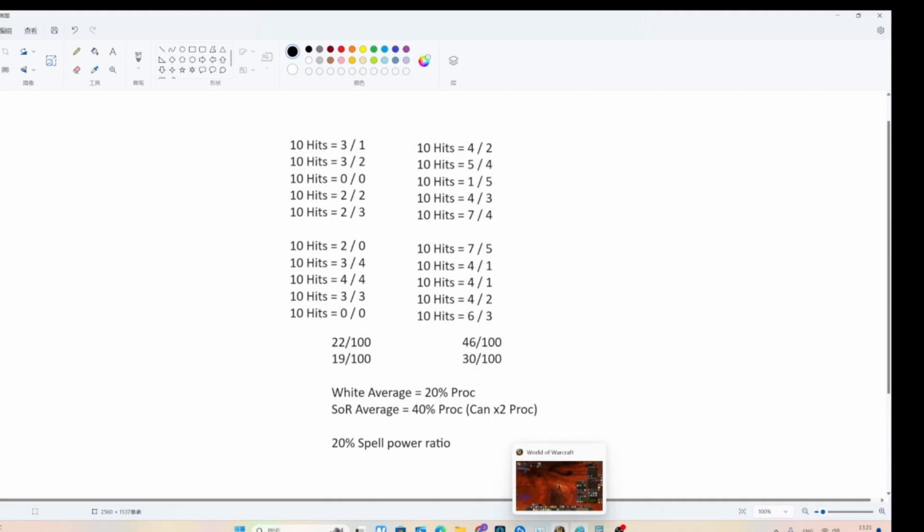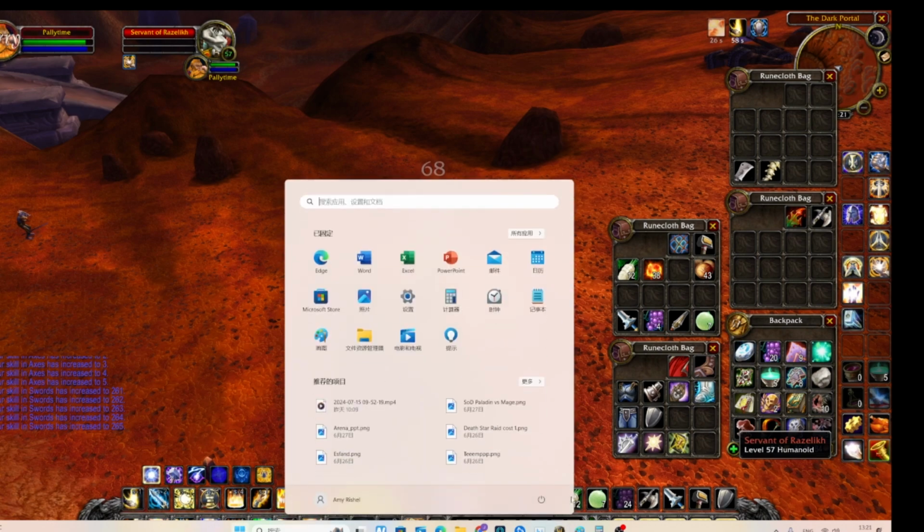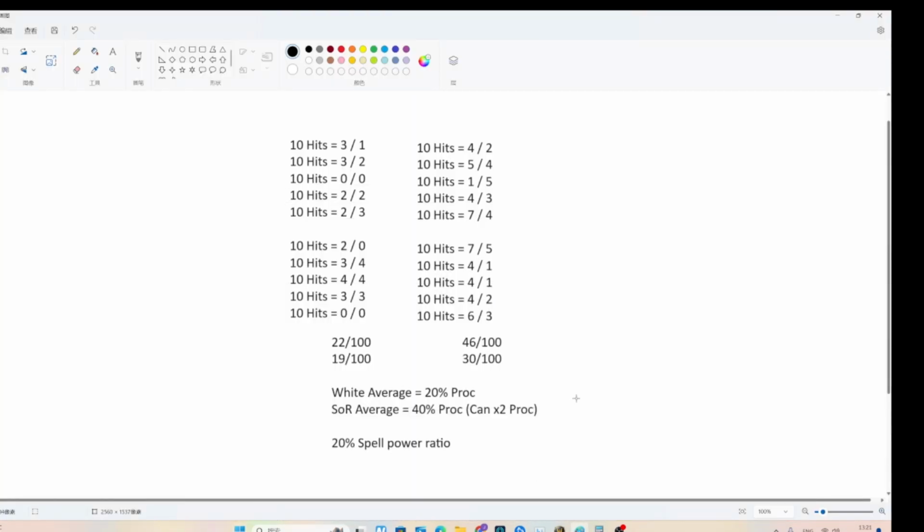Can confirm that she does, in fact, proc twice on a single hit. So a single hit will cause it to proc twice. Definitely, I could have missed some in here because there were a lot of numbers on the screen.